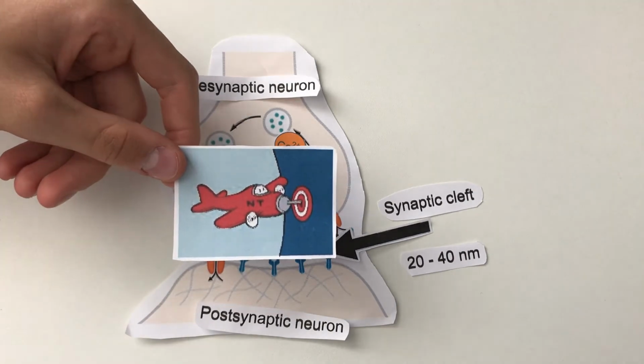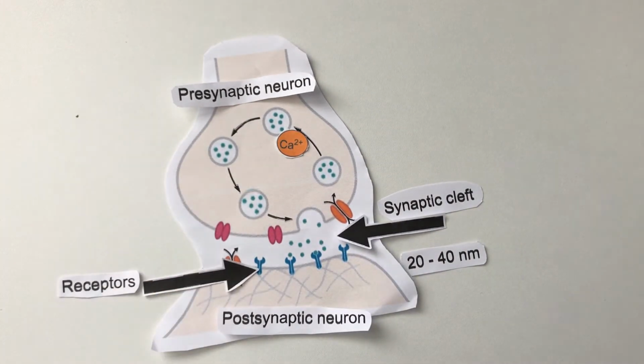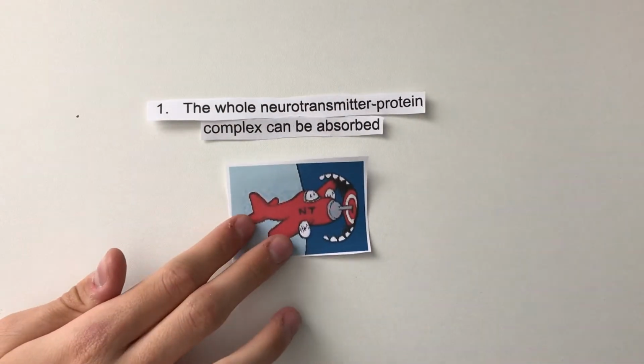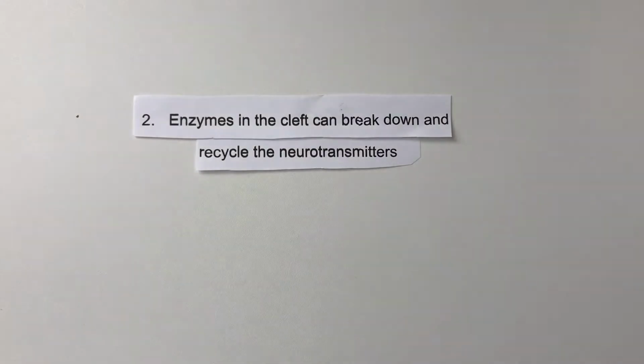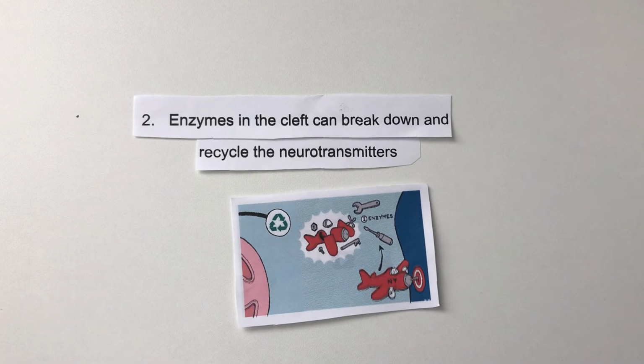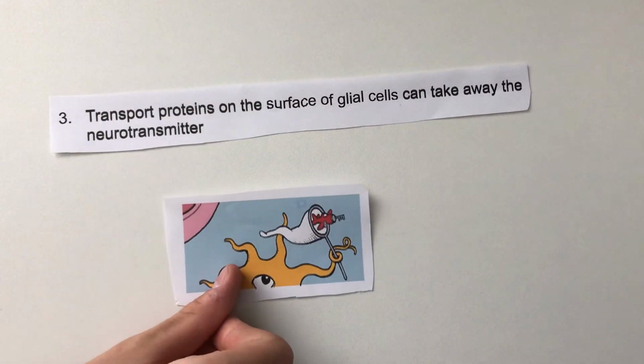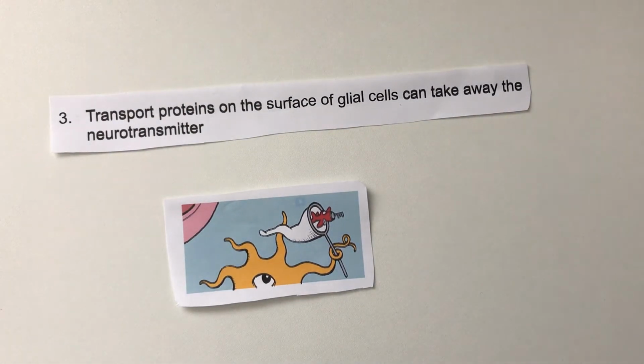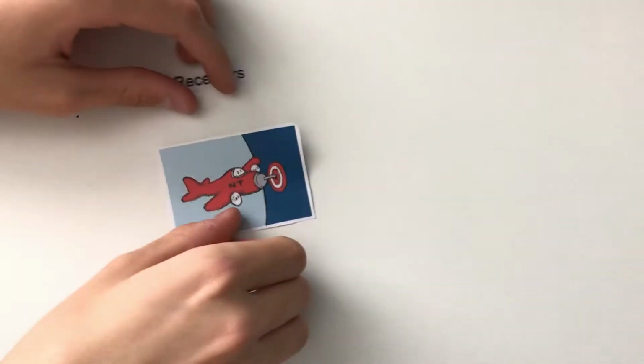The neurotransmitters then bind to specific receptors on the next neuron, but this isn't the only fate a neurotransmitter can have. 4 other things can happen to the neurotransmitter in the cleft. Firstly, the whole neurotransmitter protein complex can be reabsorbed into the postsynaptic terminal. Secondly, enzymes in the cleft can break down and recycle the neurotransmitters. Thirdly, specific transport proteins on the surface of glial cells can snatch the neurotransmitters, and this is currently under great scientific observation. Finally, any combinations of the aforementioned mechanisms can occur.